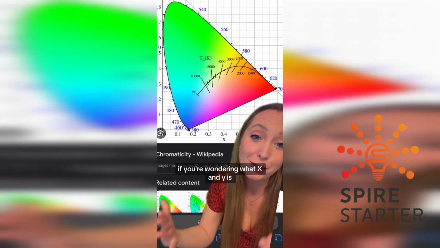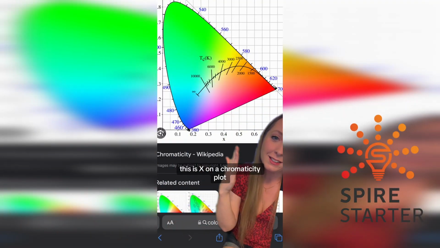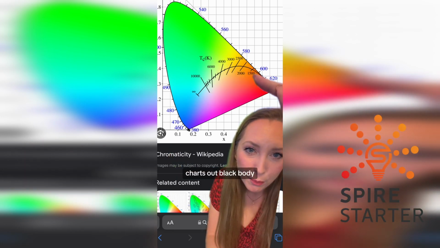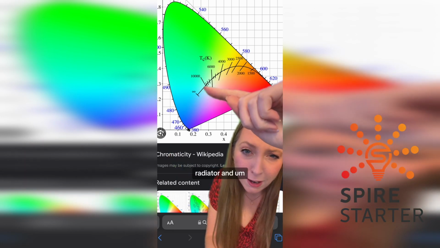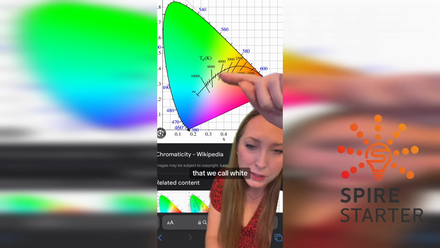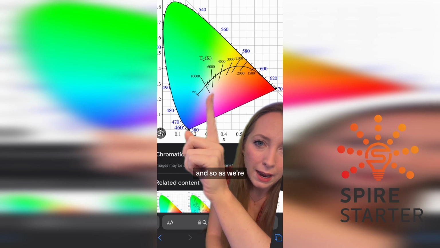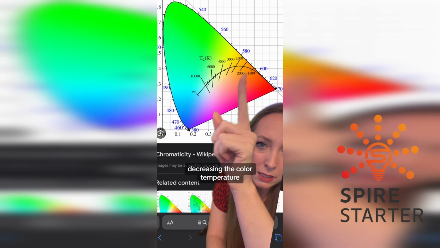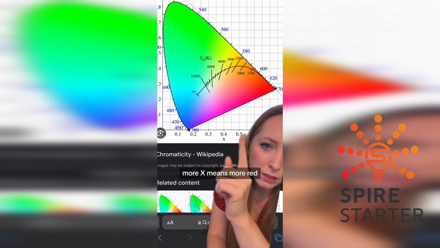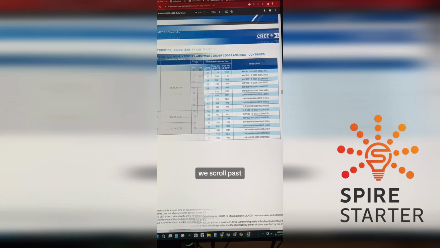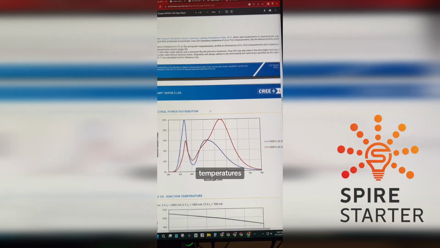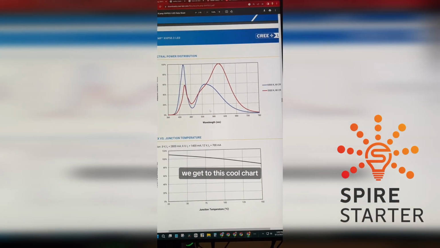If you're wondering what X and Y is, this is X on a chromaticity plot, and this is Y. And this curve here charts out the black body radiator, and so all of these are in Kelvin for the different ways that we call white. And so as we're decreasing the color temperature, we're increasing X. More X means more red generally. Now we scroll past all the many, many pages of lists of bins for different color temperatures and all that stuff. We get to this cool chart.